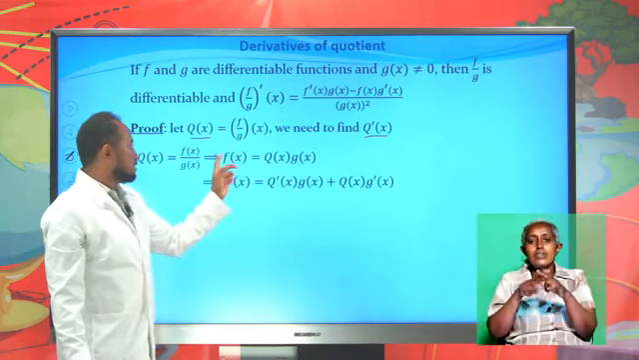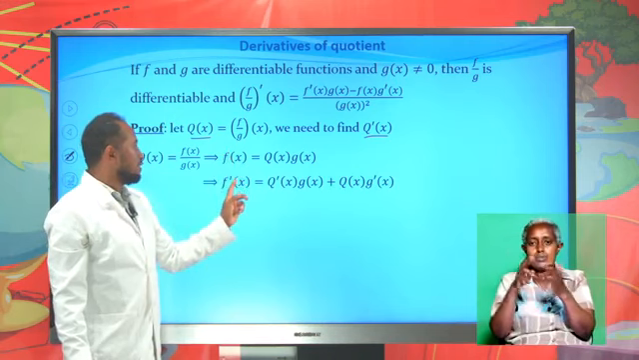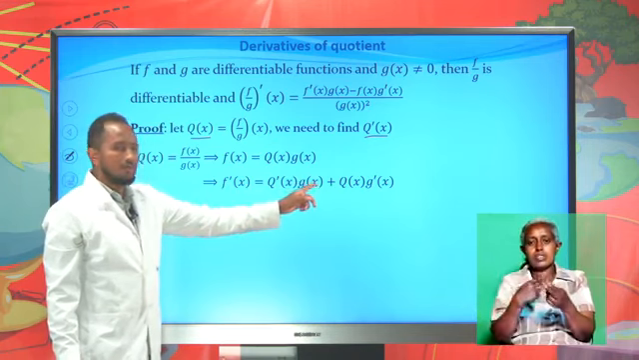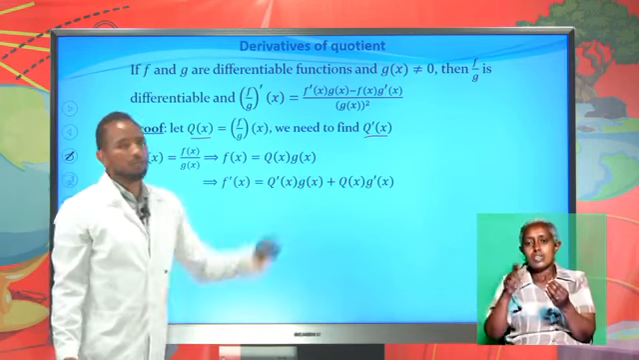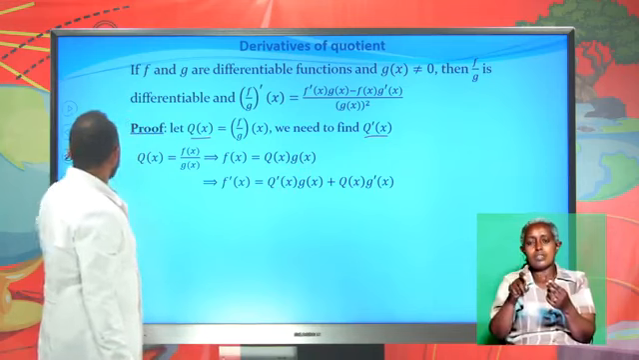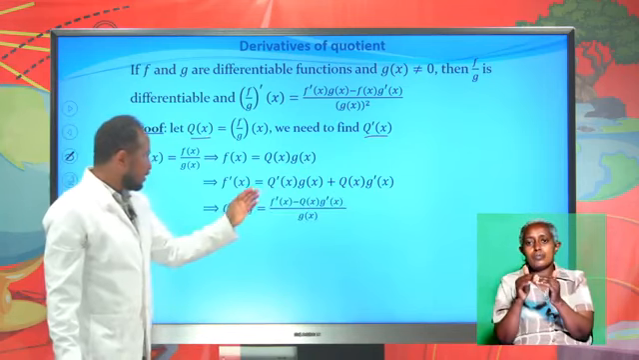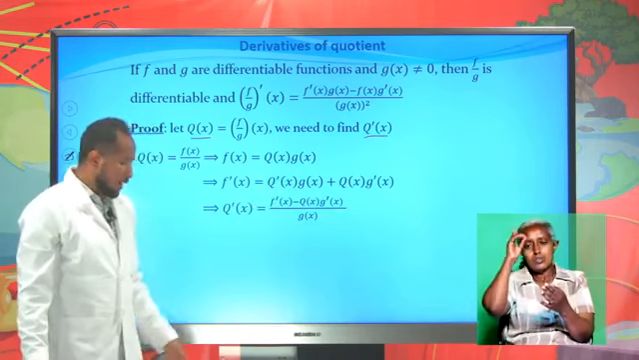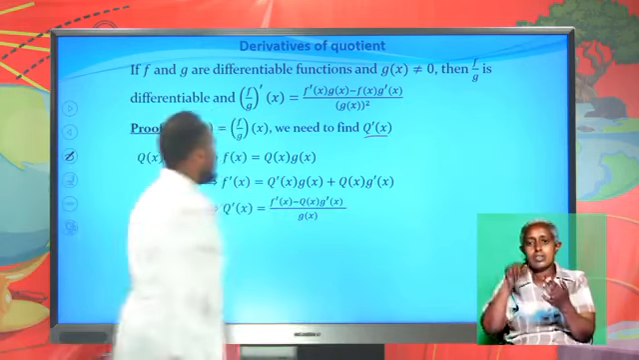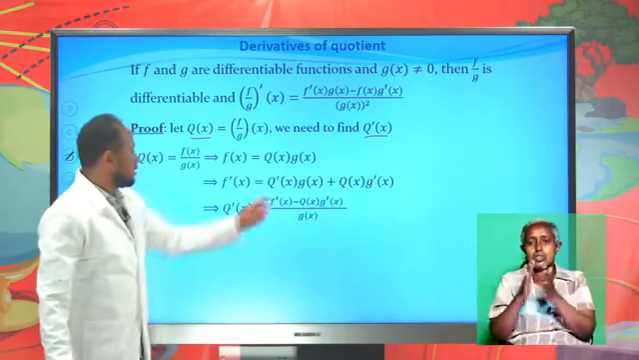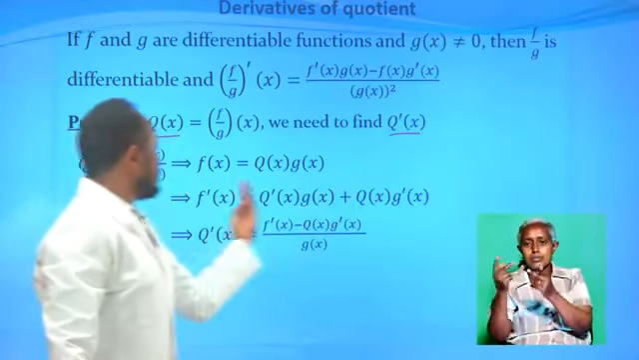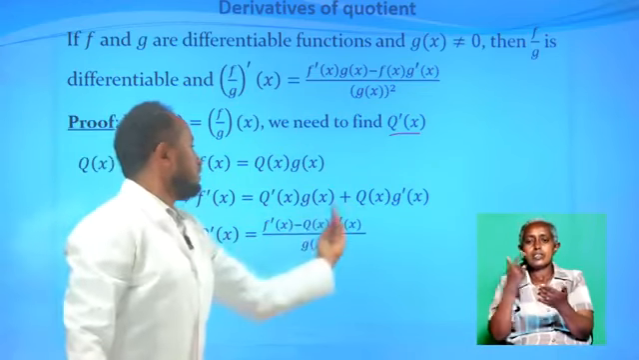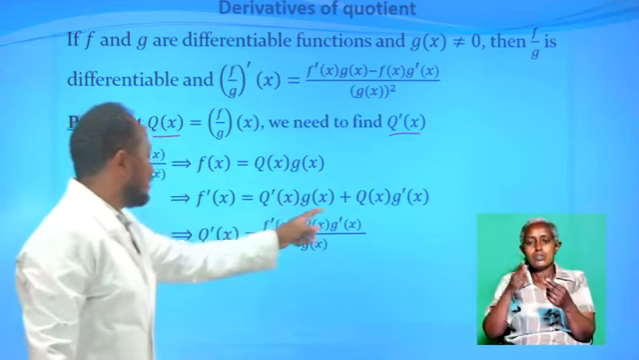When you differentiate this, applying the product rule, f derivative of x will be equal to q derivative of x times g of x plus q of x times g derivative of x. From this I can solve for q derivative of x, because we are seeking the answer for q derivative of x. So rearranging this, take this part to the other side, so you'll have f derivative of x minus q of x times g derivative of x over g of x.